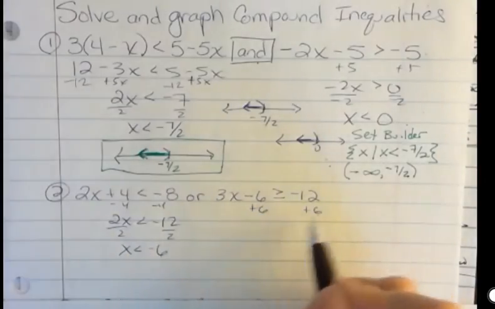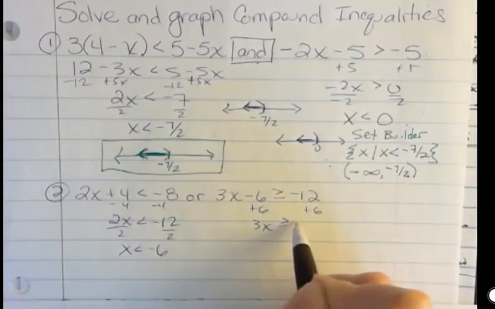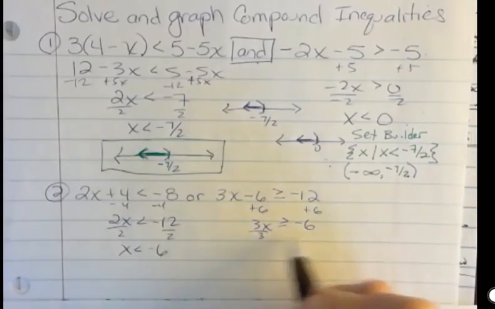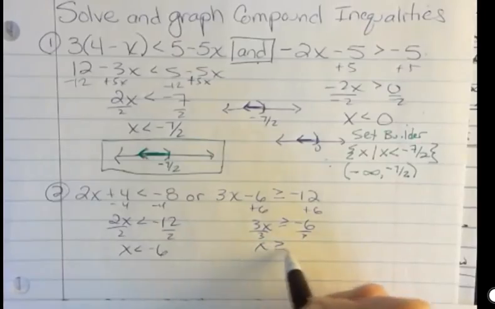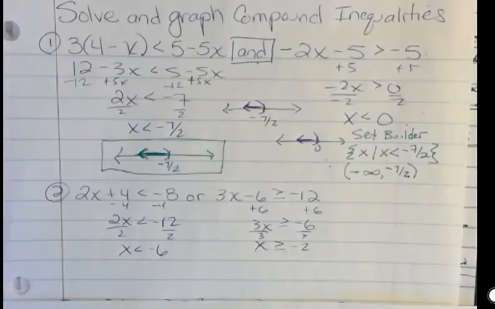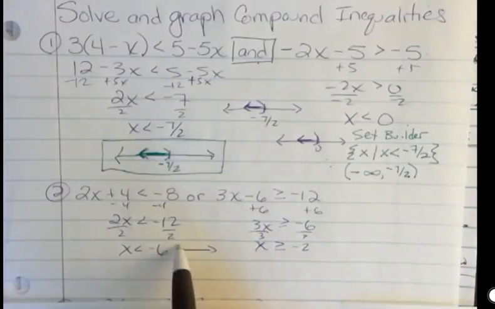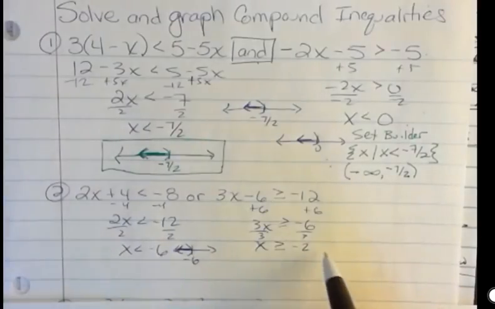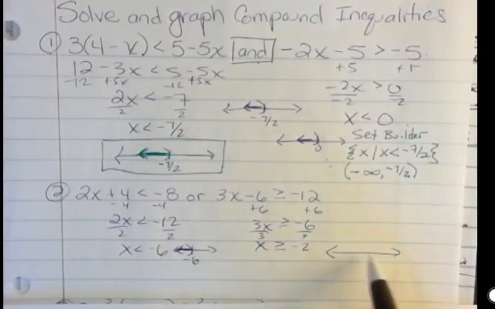Here I'm going to add 6 to both sides, and then I'm going to divide both sides by 3. And I get x is greater than or equal to negative 2. Again, I did not reverse the arrows on either one of those because I didn't multiply or divide by a negative. What I have here is a graph that's going forever to the left, starting at negative 6. And over here, I have a graph that's going forever to the right, starting at negative 2.